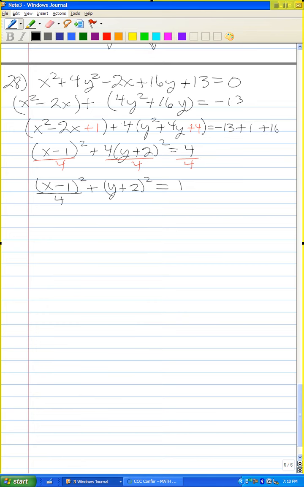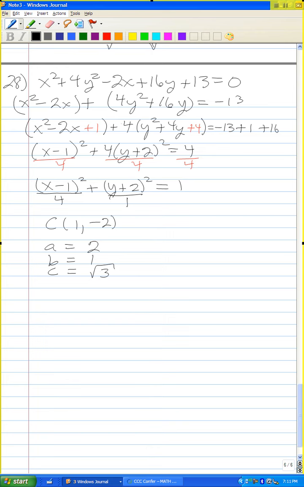And so in this particular case, the center is at 1, -2. A is equal to the square root of 4, and maybe I'll write this over 1. The square root of 4 is 2. B is equal to the square root of 1, which is 1. C is equal to 4 minus 1, which is 3. So the square root of 3.